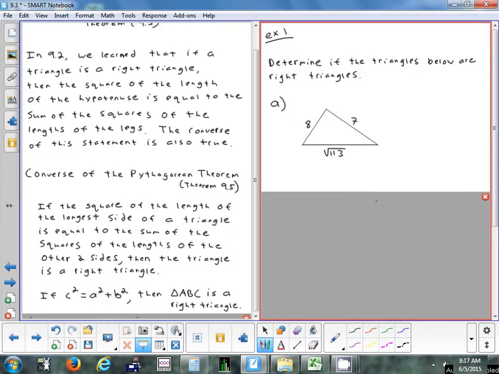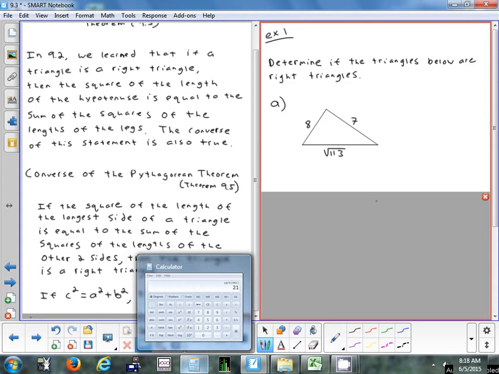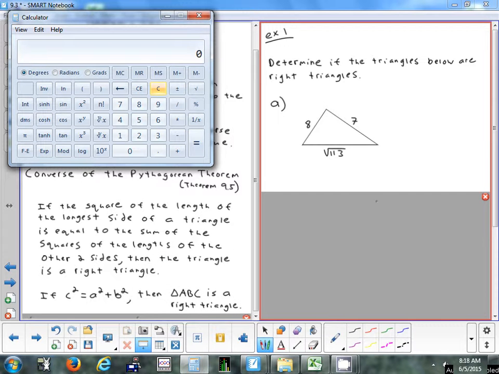All right, so let's just fill it in. Okay, first of all, we got to figure out what the longest side is. Some people get a little confused. They think, oh, right away, square root of 113 must be the biggest. Well, remember, it's the square root. So let's just see if it really is bigger than 8 and 7. In this case, it will be. But it's always good to double check. Yep, so that is the longest side.